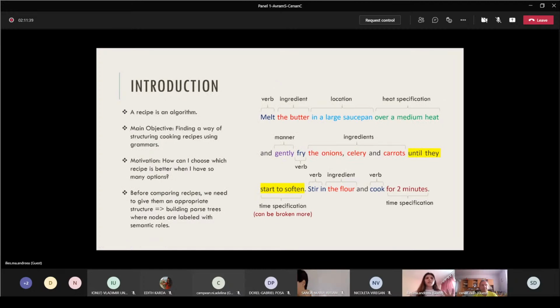So food is everywhere in our lives, from birth to our death, and nowadays more and more recipes are published. So how do we know if a recipe is good or not? The solution is to find a structure for them. And I noticed that recipes usually have the same types of specifications: heat, time, location, the manner. And I arrived at the conclusion that I could use a parse tree with labels.